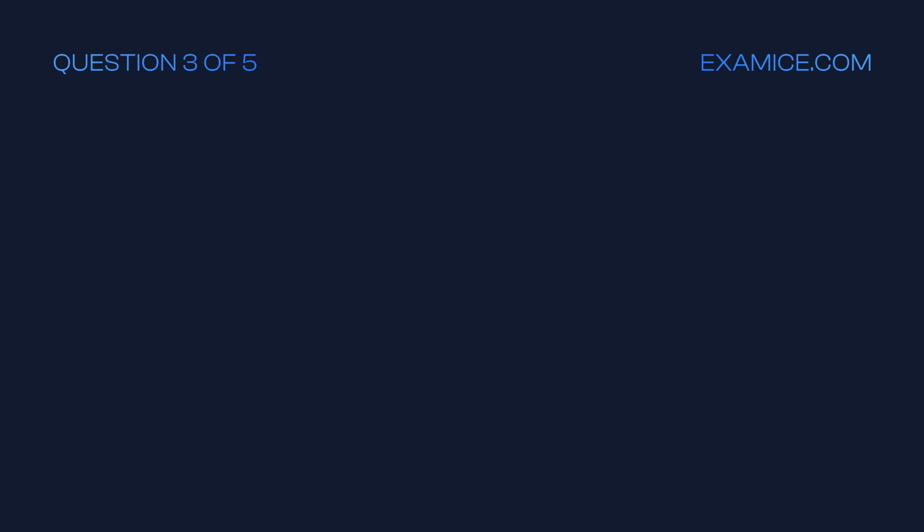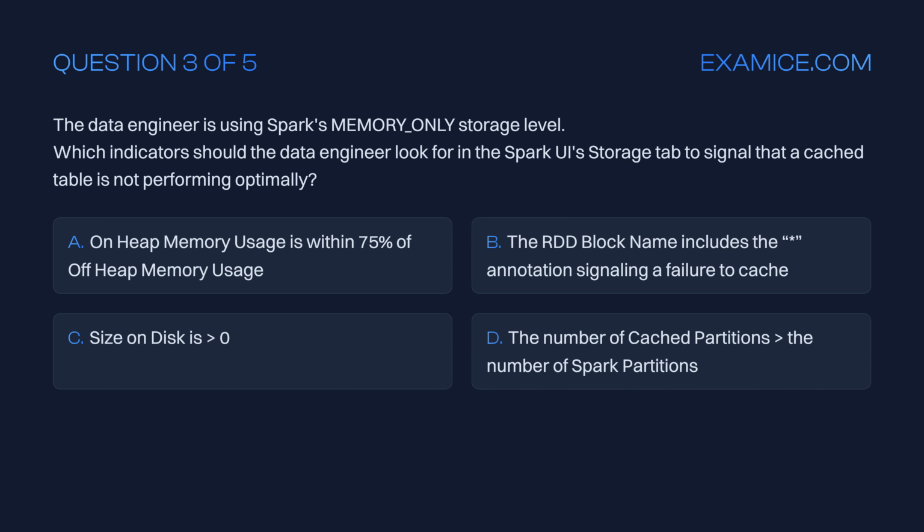Question 3. The data engineer is using Spark's memory-only storage level. Which indicators should the data engineer look for in the Spark UI Storage tab to signal that a cache table is not performing optimally?